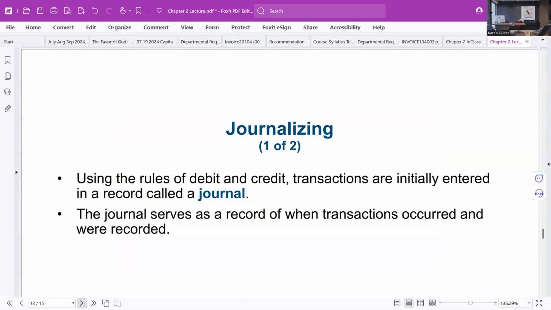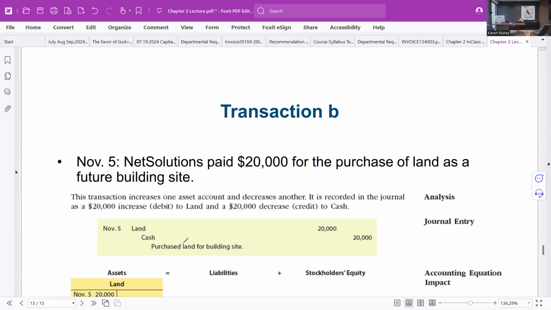Next, let's look at a few examples. For every transaction, we want to record the transaction. Every transaction has two effects; it's going to affect at least two accounts. We're going to use those debit and credit rules, and we're going to record the transaction in what we call a journal. A journal is essentially just a record, or a list, of the transactions. So let me give you just a couple of examples here.